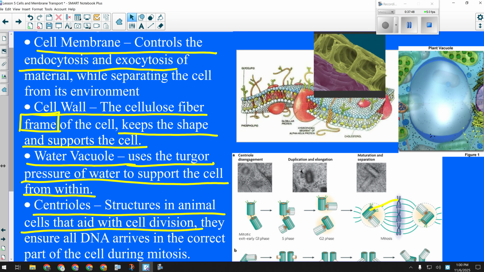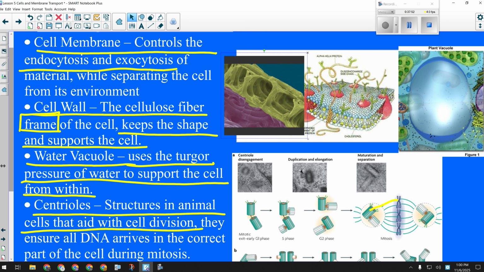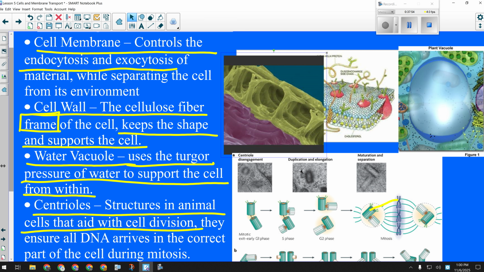Now, the cell wall, same idea. When we use the term wall, we picture something like the four sides of this room. It's smooth. I can't walk through it. It's a barrier between the inside and the outside. Nothing could be further from the truth.